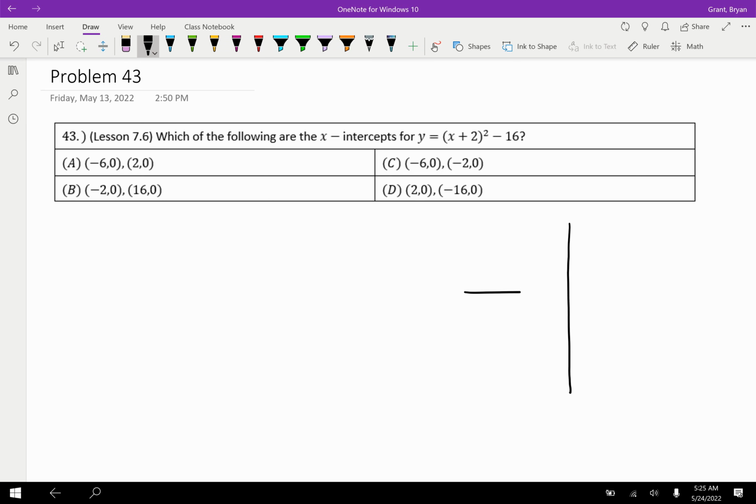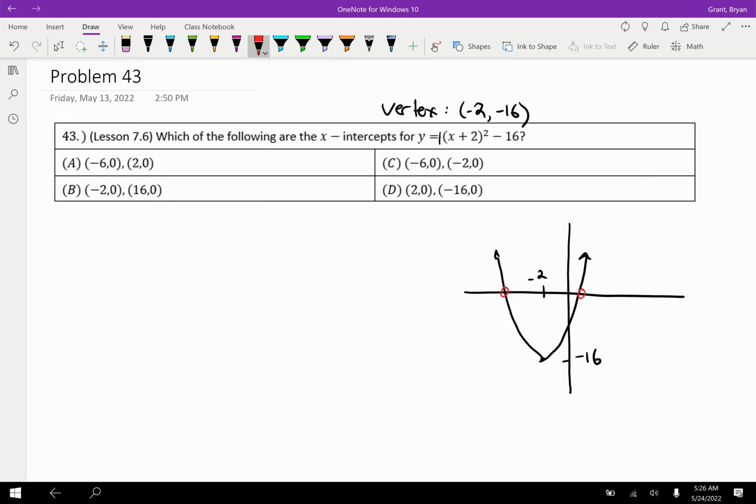We know that this equation is in vertex form. That's what topic 7 was all about. So I know that my vertex here is going to be negative 2 comma negative 16. And because the a value is 1, my graph opens up. That means that there are going to be two x-intercepts in this case.